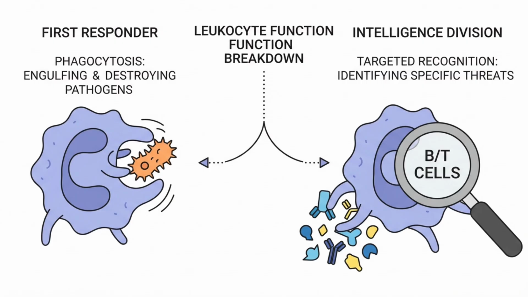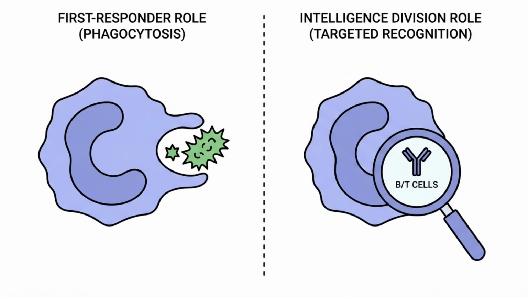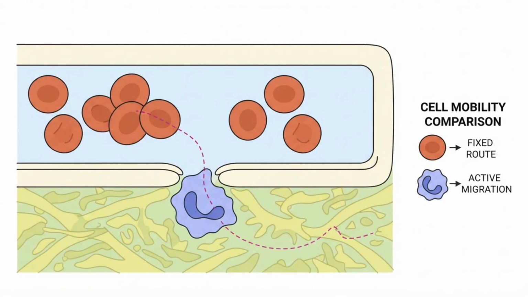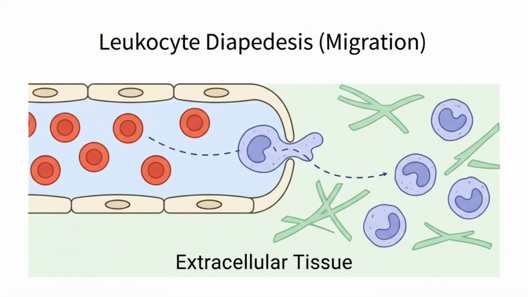Unlike red blood cells, which are locked into a single, unchanging job for their entire lifespan, white blood cells can squeeze out of blood vessels entirely and crawl through tissue toward an infection site, something no red blood cell is built to do.